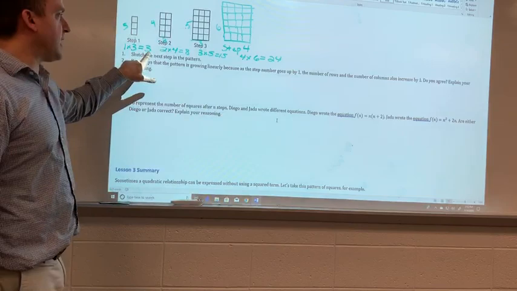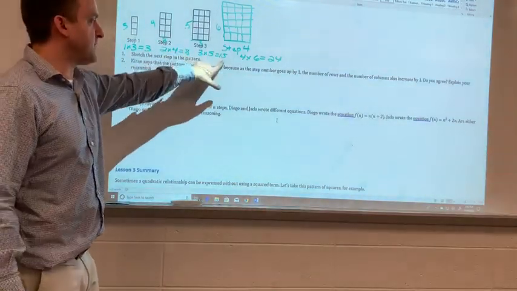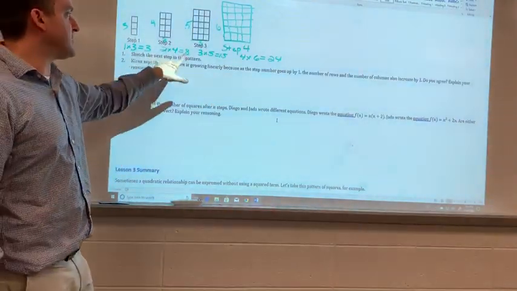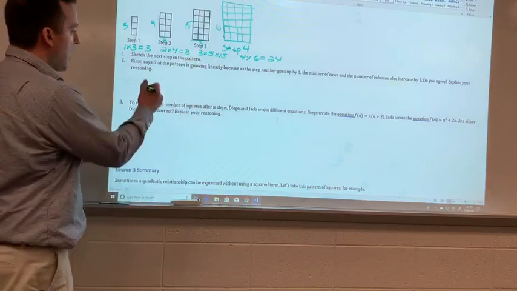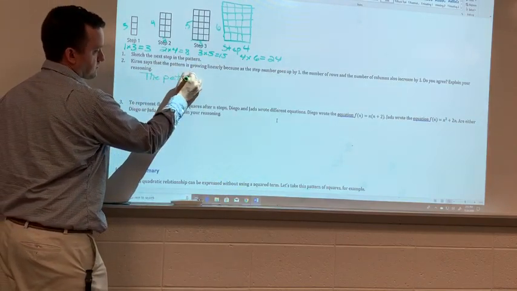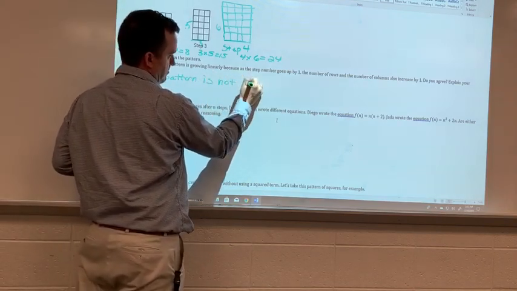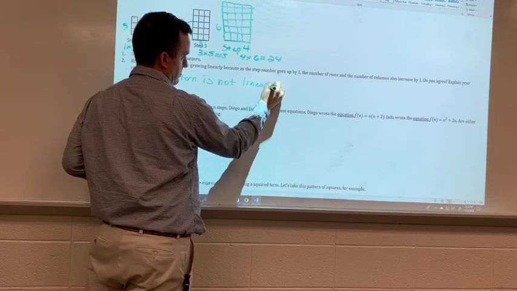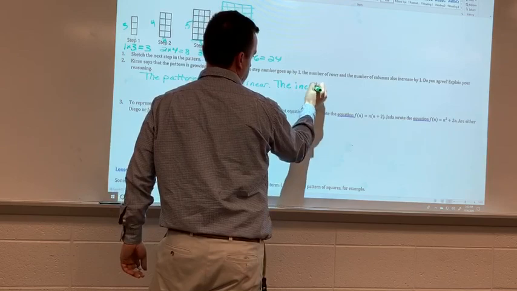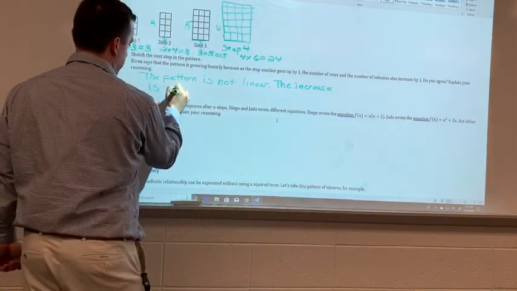As we examine the increase from 3 to 8, I increase 5. And from 8 to 15, I increase by 7. We can see the increase is not constant. So here, the pattern is not linear. The rate of change, or the increase, is not constant.